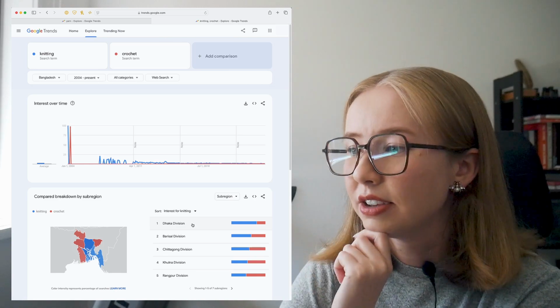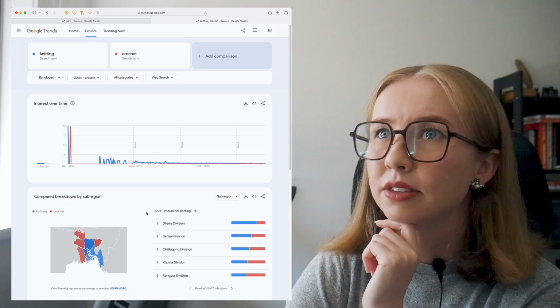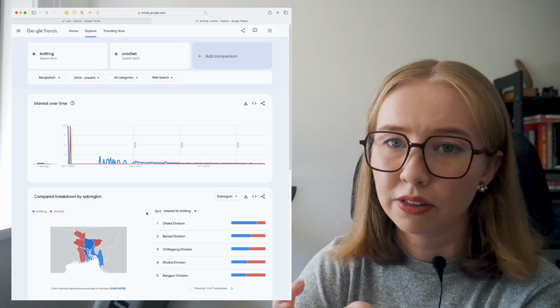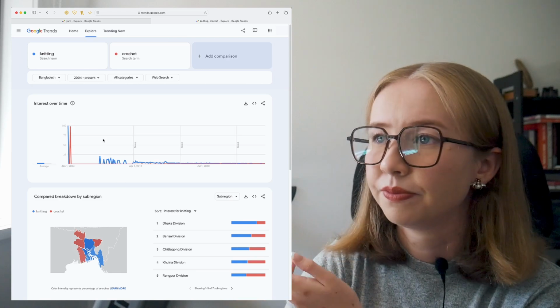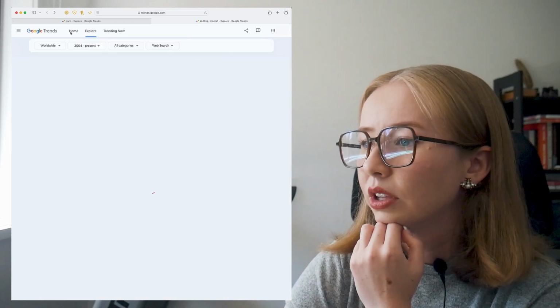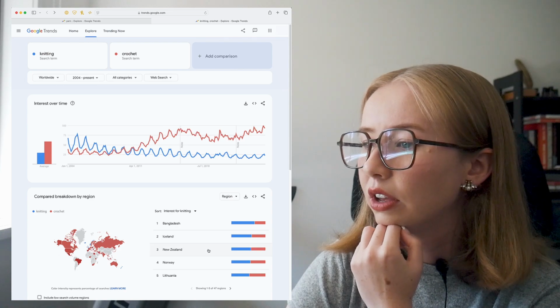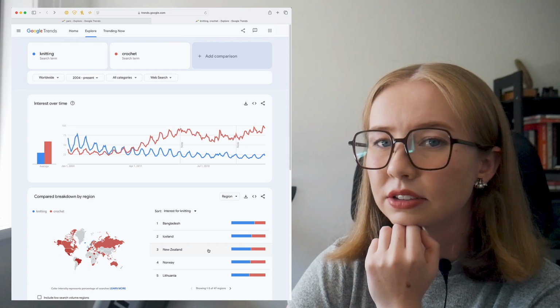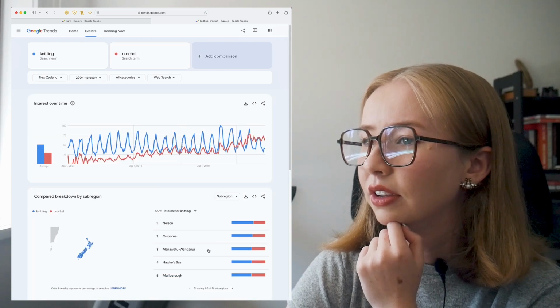So this is another thing to consider with Google Trends. Some smaller places or places that don't have as many people using the internet might not have enough data to be reliable. So if I go back, I would say that New Zealand would have a decent sized internet using population. So let's have a click on New Zealand.